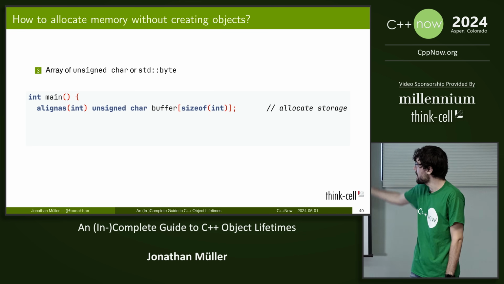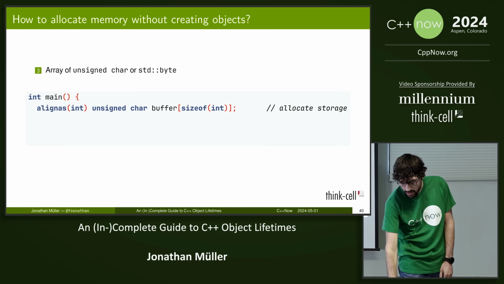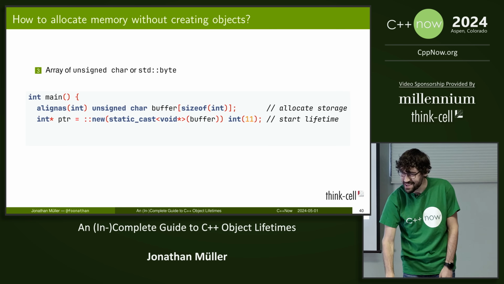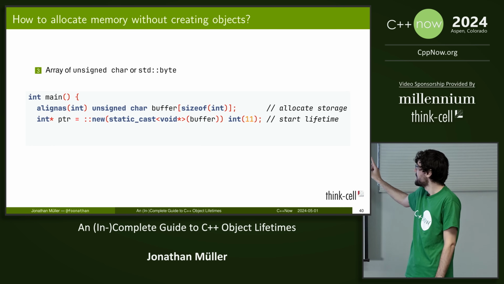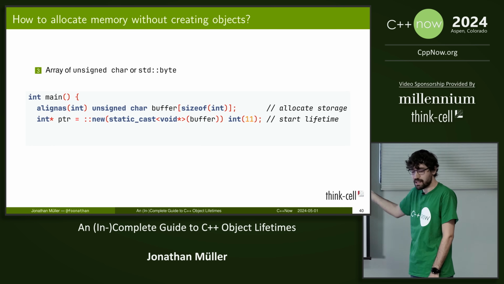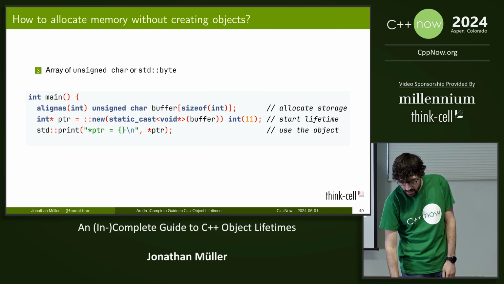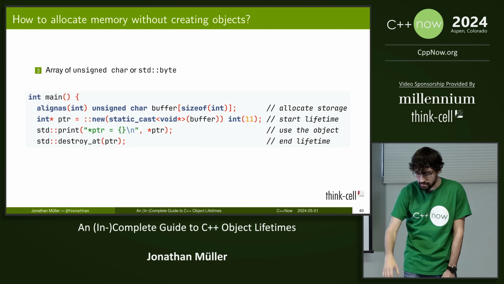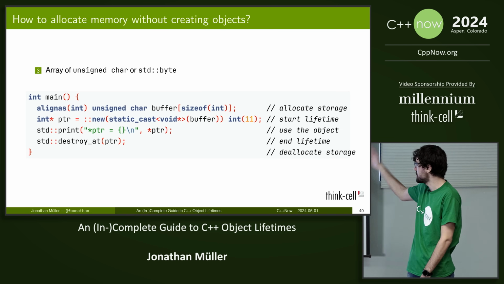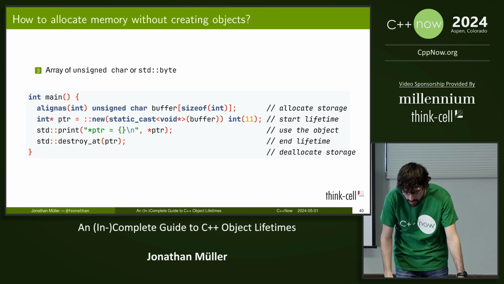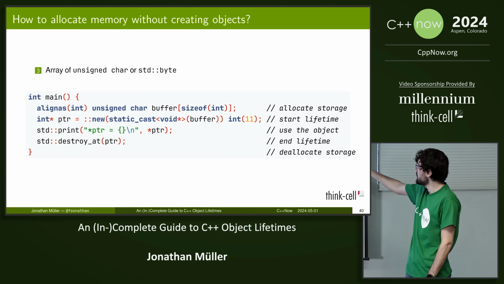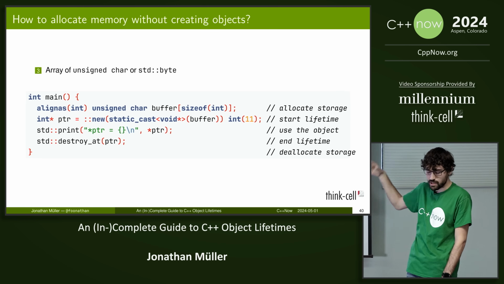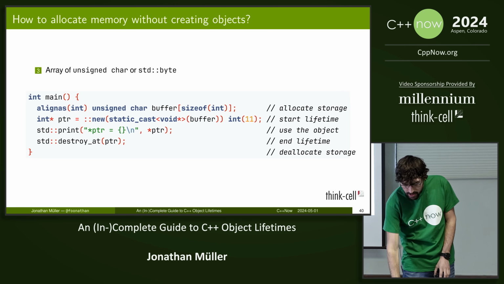So this allocates storage. I don't think you can, because that's zapped. I'm going to talk about that. Then we've got a buffer, and then we can explicitly start the lifetime of an object in there. Then we can use it. Then we can end the lifetime. And then the storage is deallocated because it's local. I've made a special exception here for unsigned char and std::byte because there is special wording that they provide storage for objects.